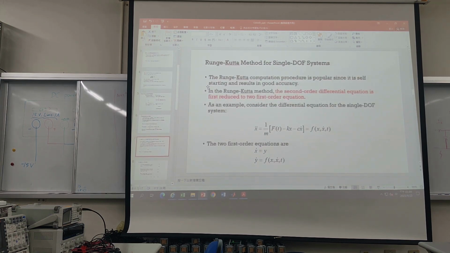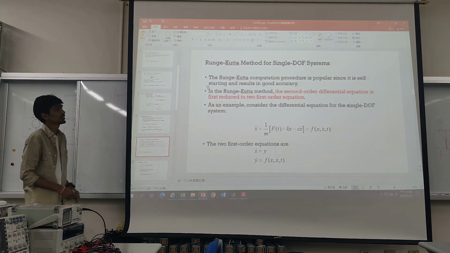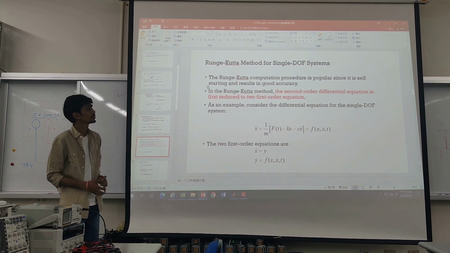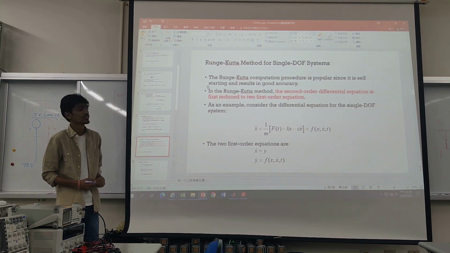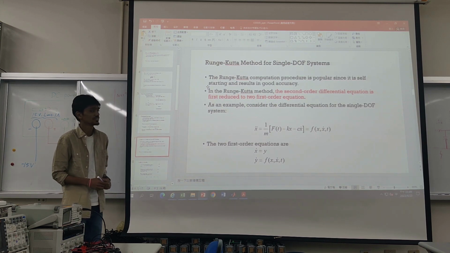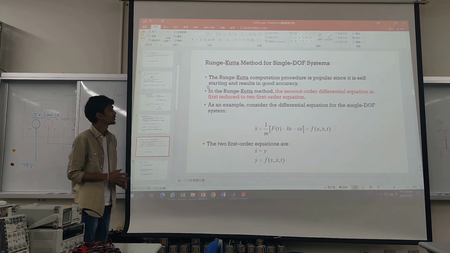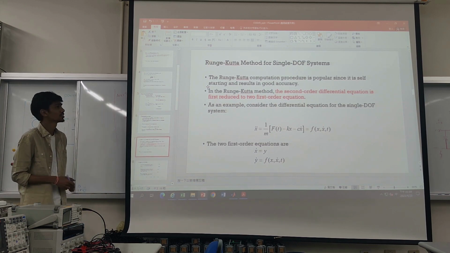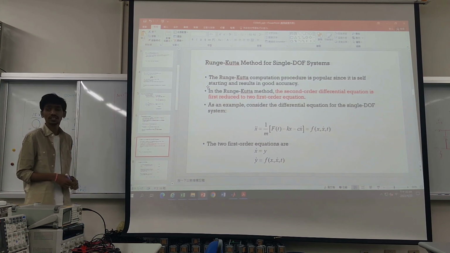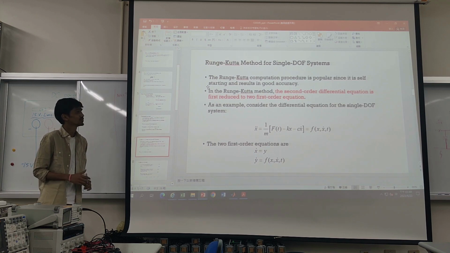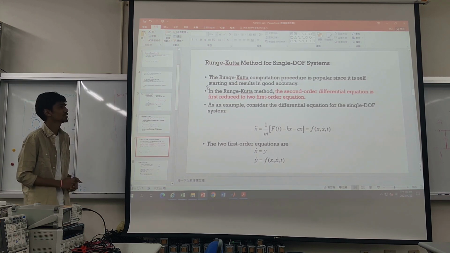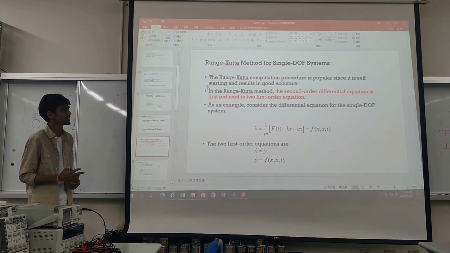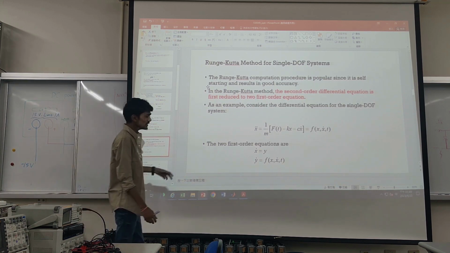Now in the last class we discussed the Runge-Kutta method. Today I will explain how the Runge-Kutta method works, and after that we will see the Matlab code for it. The Runge-Kutta method is a computational method that gives good accuracy. In the Runge-Kutta method, the second order differential equation is reduced to a first order differential equation.